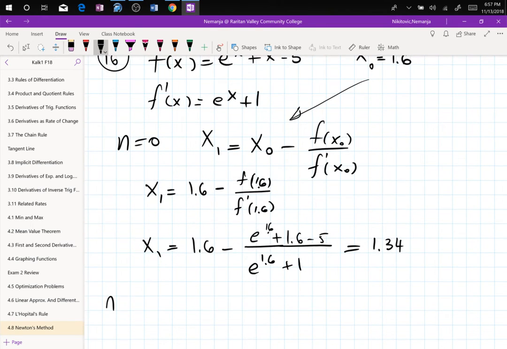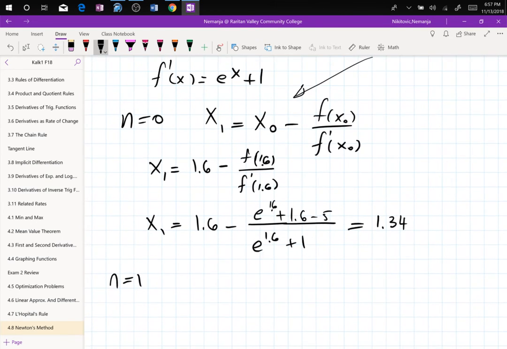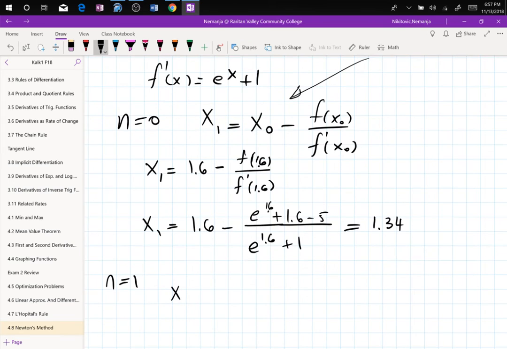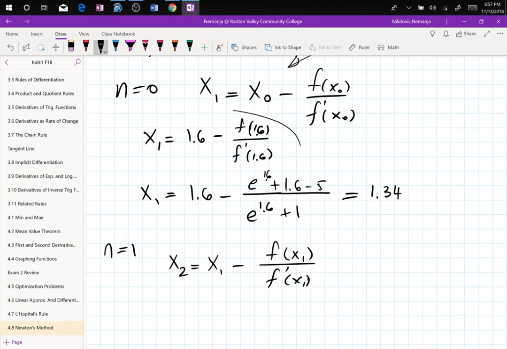So now for n equals 1, and the computer science students in this class, please, we can just write the loop. Please do. Write the loop. So what do we do now? We say, for n equal to 1, you have x2 is equal to x1 minus the function computed at x1 divided by the derivative computed at x1. So just now, instead of using 1.6 everywhere, you are using 1.34 everywhere to calculate the better value. So x2 is equal to 1.34 minus the function of 1.34.